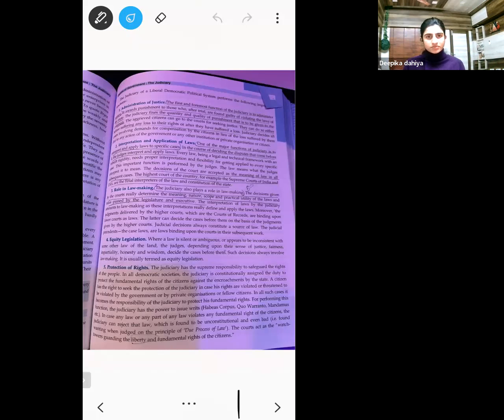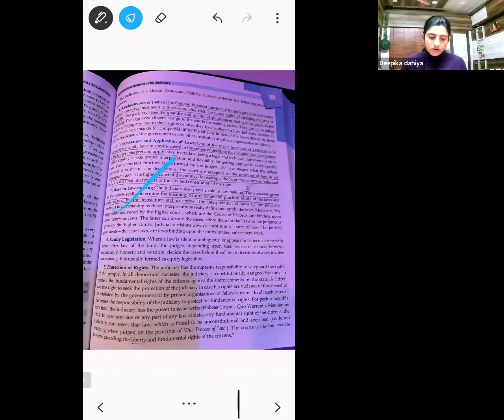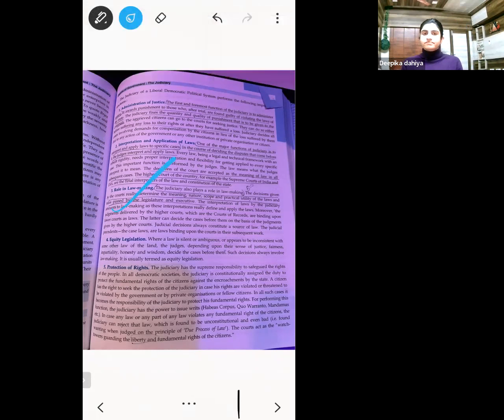Is this clear, Lobsang? Yes, ma'am. Okay. The Judiciary plays some role in lawmaking. How?